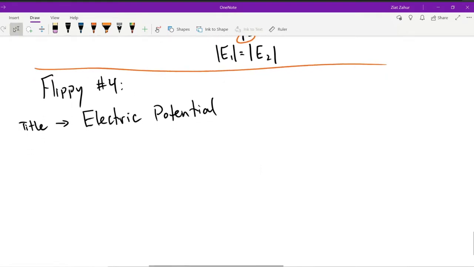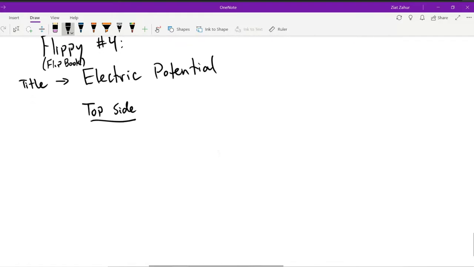Okay, so remember there's a top and a bot, so I'll just start with the top side. Yes, the flip book. So on the top side, we have some figures again. Top side is usually pictures. You want to divide the top side into 2 sections. So imagine this being the top side.